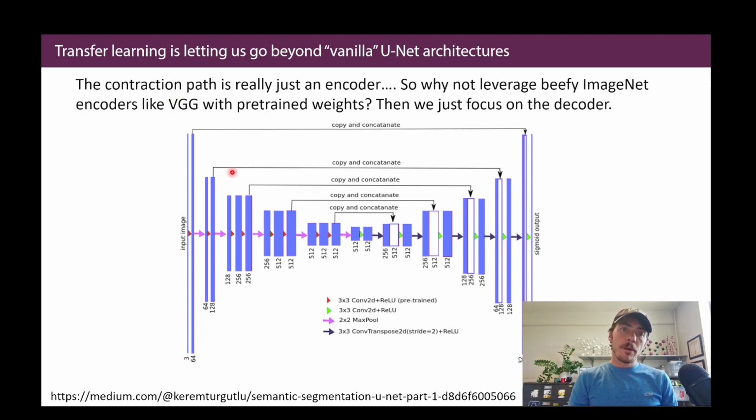This contracting path is really just an encoder, right? You're encoding something into a new dimension, right? So why not leverage sort of beefy ImageNet encoders like VGG, which have their pre-trained weights, and then you could just focus on the decoder. So some UNets actually do that. For example, TernausNet uses VGG11, one of the big, pre-trained ImageNet sort of models, as its encoder.